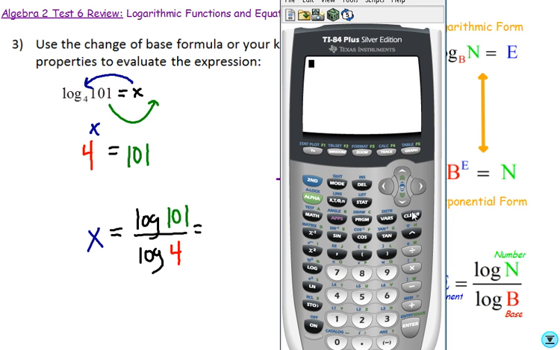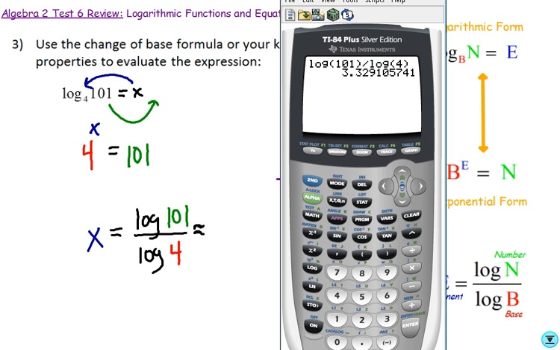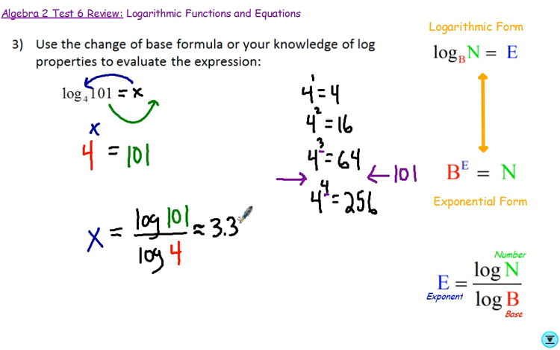So clear that out. We'll do log of 101 divided by log of 4. And we get 3.32, which is close. We tried 3.4. That was a little too big, so we thought maybe it's 3.3 something. We don't have to worry too much about the rounding here. Since we're rounding, I'm going to do little squigglies, and we can just say 3.33 is fine. So approximately 3.33.